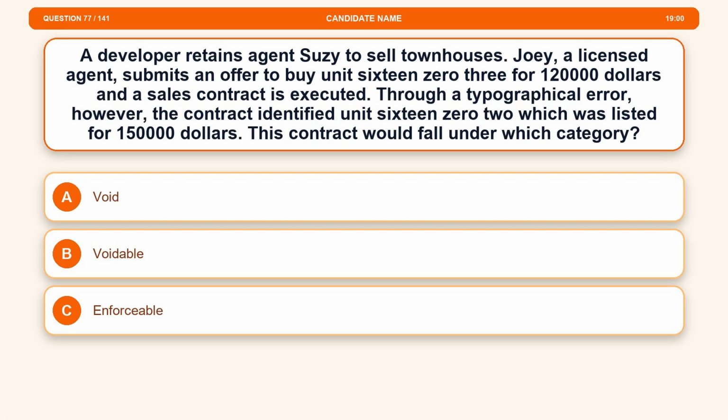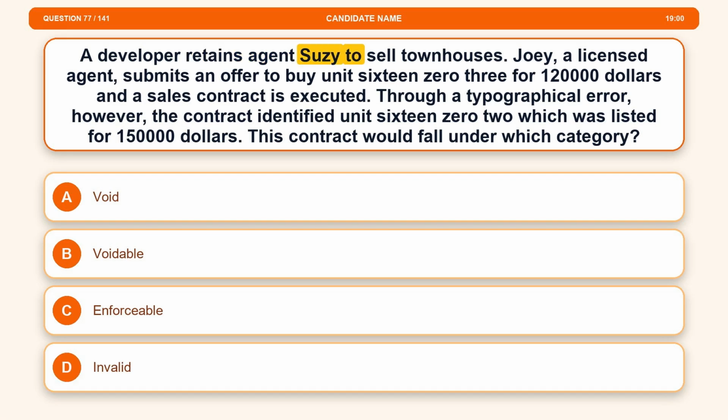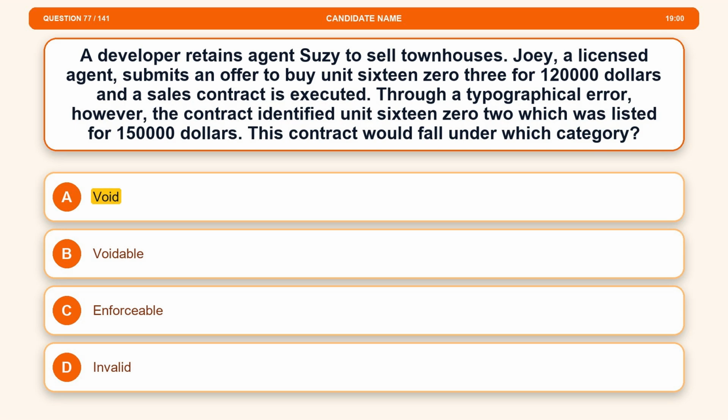Question 77. A developer retains agent Susie to sell townhouses. Joey, a licensed agent, submits an offer to buy Unit 1603 for $120,000, and a sales contract is executed. Through a typographical error, however, the contract identified Unit 1602, which was listed for $150,000. This contract would fall under which category? Option A, void. Option B, voidable. Option C, enforceable. Option D, invalid.